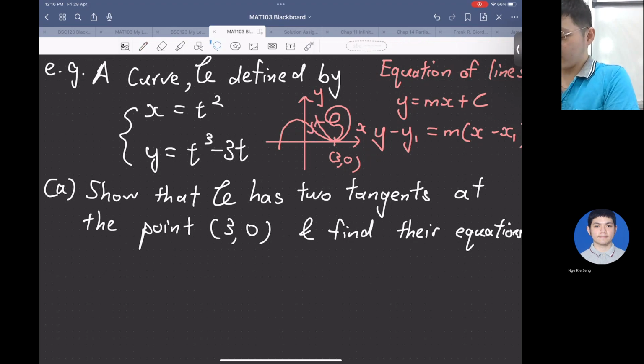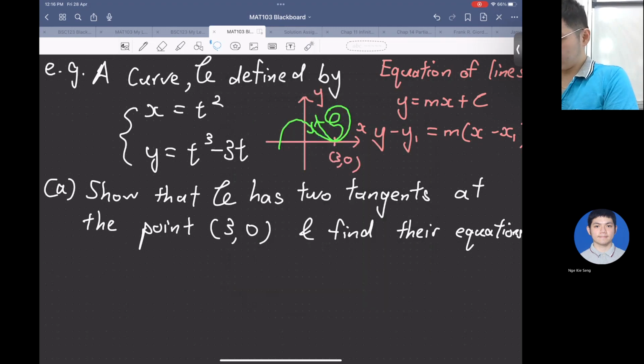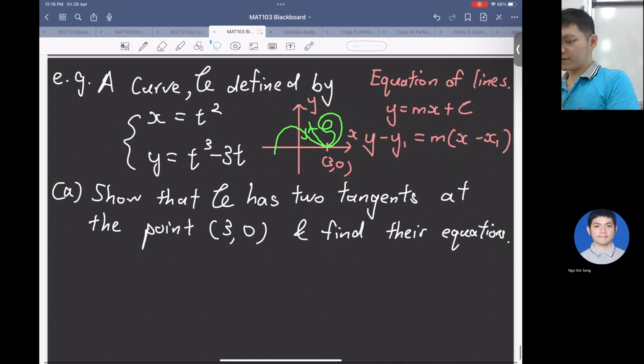Something like that, I don't know. I just simply draw. But we need to have two tangent points, meaning we need to pass by (3, 0) twice. Make sense? Okay, so now we need to find dy/dx, the gradient. When we ask about tangent, it is asking about gradient on the xy plane.